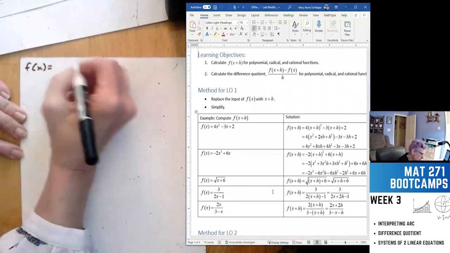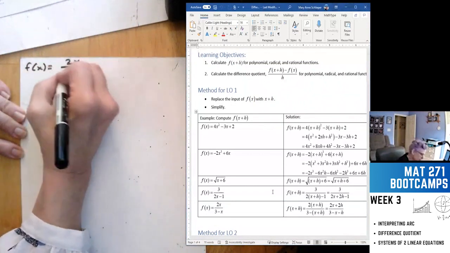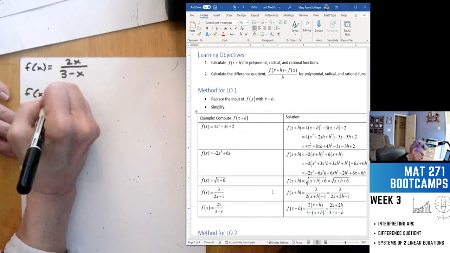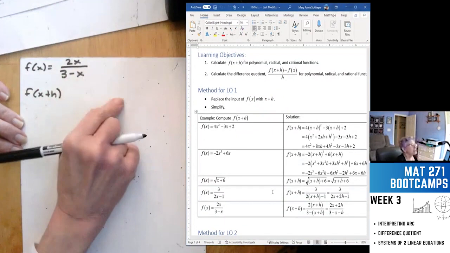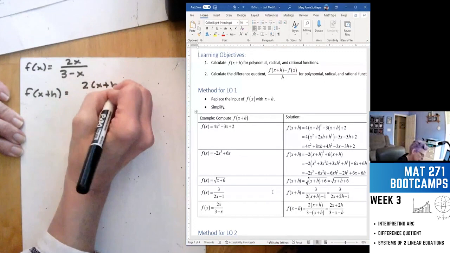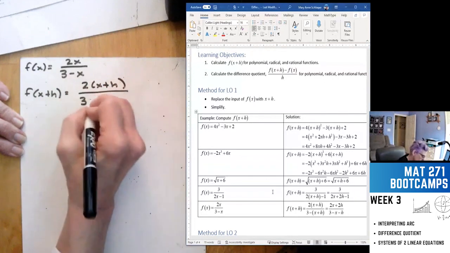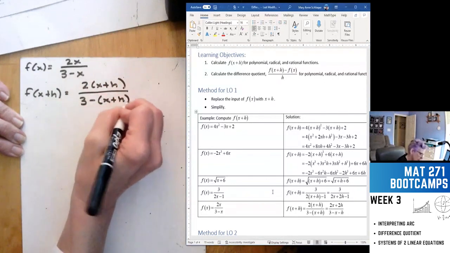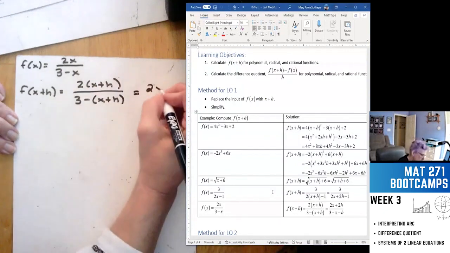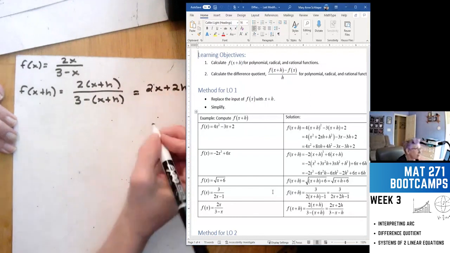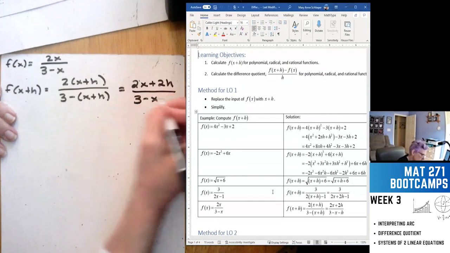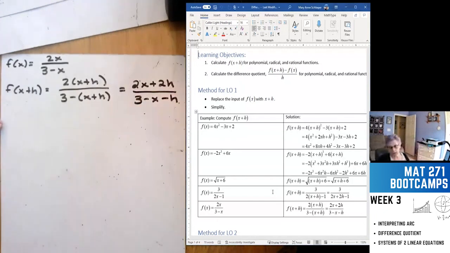f of x equals 2x over 3 minus x. I picked this one because it has a minus x to remind us to be careful with those signs. Everybody inside that set of parentheses is going to get a brand new sign. 2x plus 2h living on top of 3 minus x minus h.